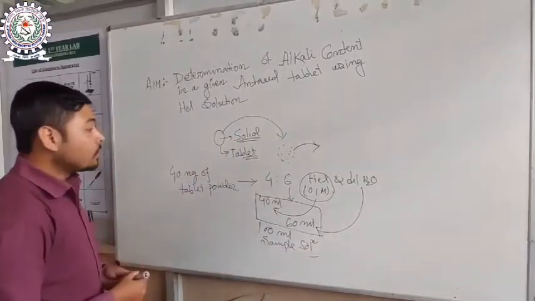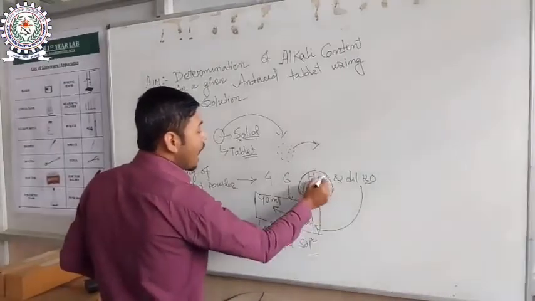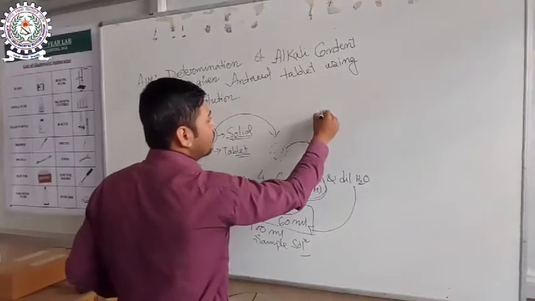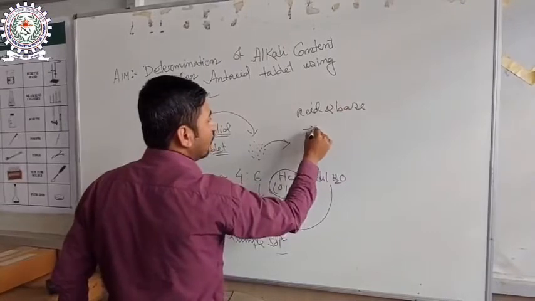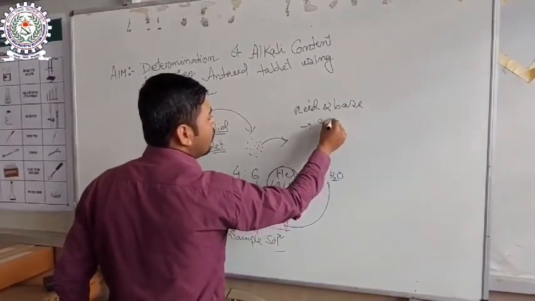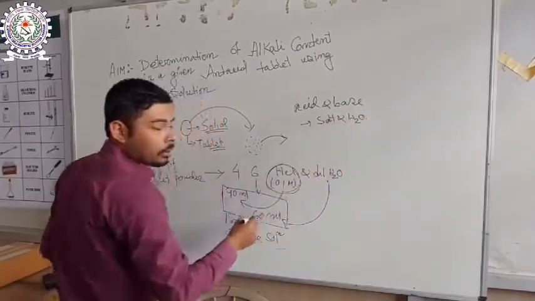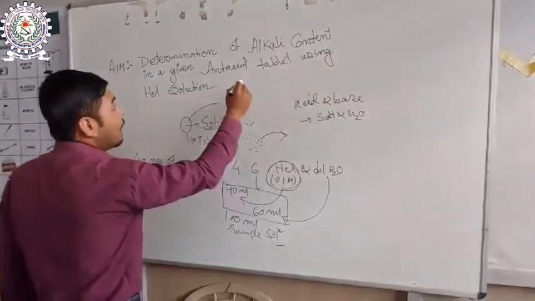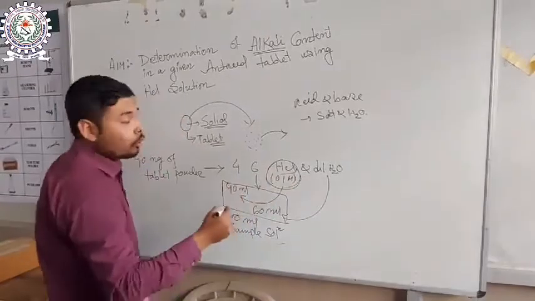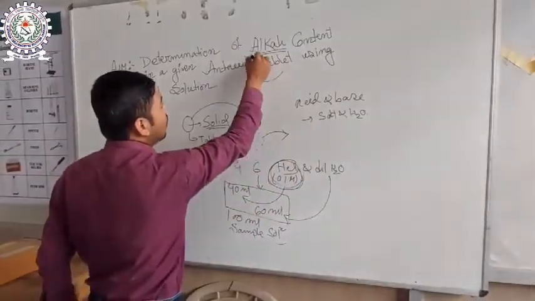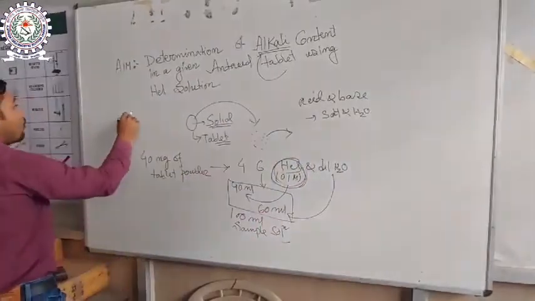So this is basically a back titration method, because here you can see we are adding HCl. As you know, when acid and base react, it gives salt and water. Alkali content is present in the antacid tablet, right? So we are adding HCl, and this HCl will be neutralized by the alkali content, and the excess amount of HCl we are estimating using titration with NaOH n by 20.